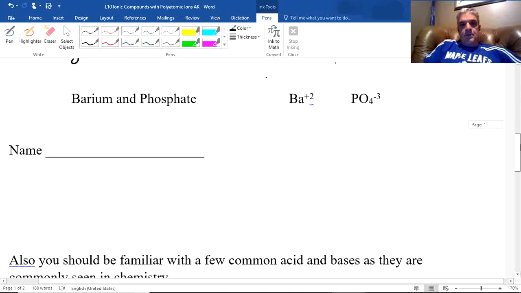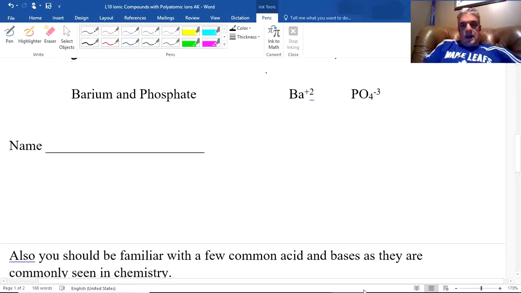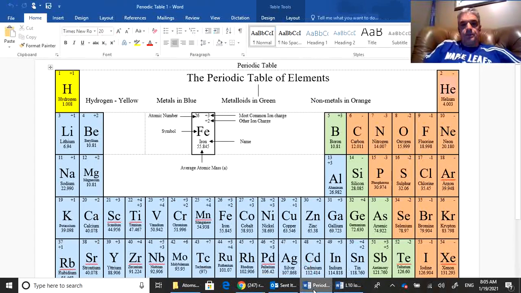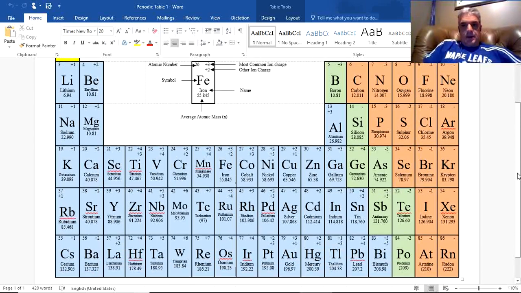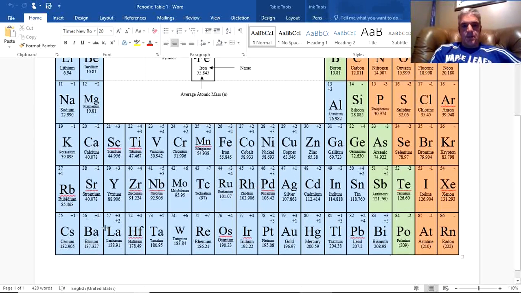Now let's try another one where we do have some numbers that change, like barium phosphate. Barium, if we look it up on the periodic table, is right down at the bottom here in the second column, and it's a +2. So it's way down here, +2, and that's what I've written in.